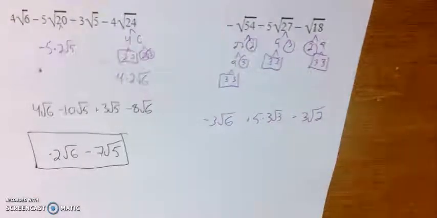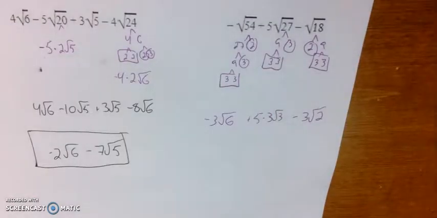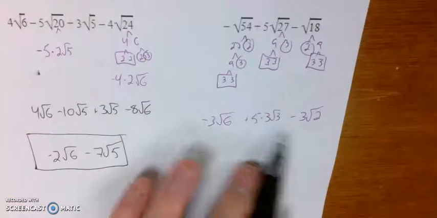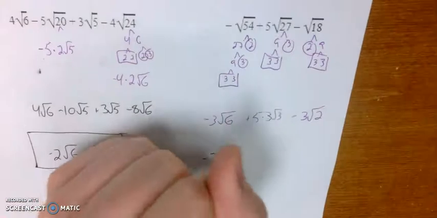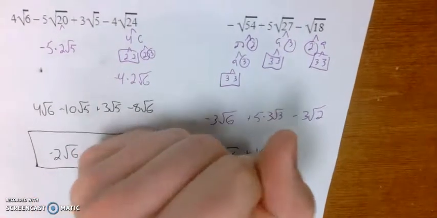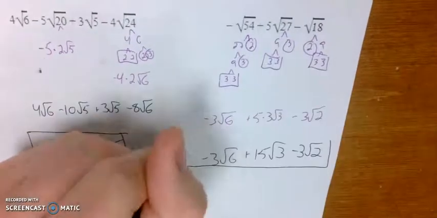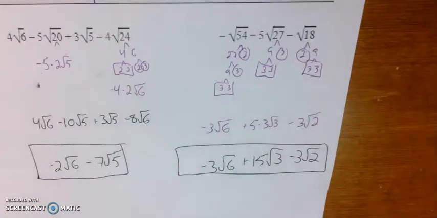All right, well, it's not really looking like I have like terms, so I guess the only thing I can do now is just simplify. So I've got some multiplication to take care of. Negative 3 rad 6 plus 15 rad 3 minus 3 rad 2. Boom, done.